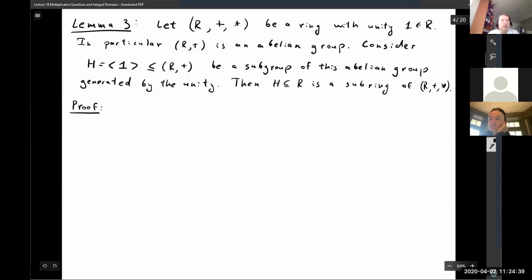Proof. So when we have a subset of a ring, and we want to prove that this subset is a ring, we need to prove two things. First of all, that it is closed under addition, and together with binary operation plus, it forms an abelian group, right? So we need to prove that, first of all, H is closed under addition.